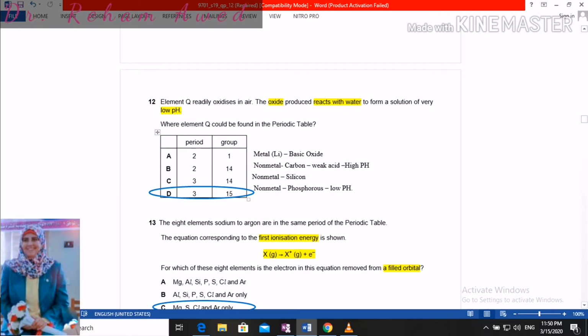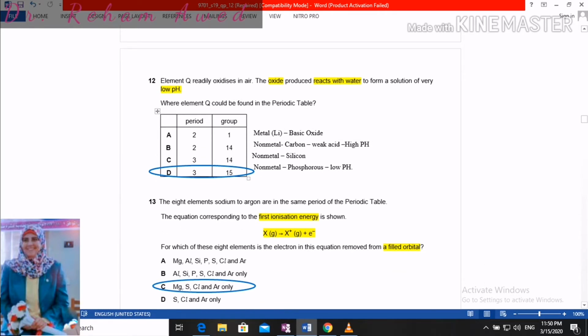Question number 13. The 8 elements sodium to argon are in the same period of the periodic table. The equation corresponding to the first ionization energy is shown: X(g) loses 1 electron to form X+(g) plus 1 electron. For which of these 8 elements is the electron in this equation removed from a filled orbital? So we are talking about filled orbital electrons. Filled orbital electrons, we can talk about s orbital, px, py, or pz.